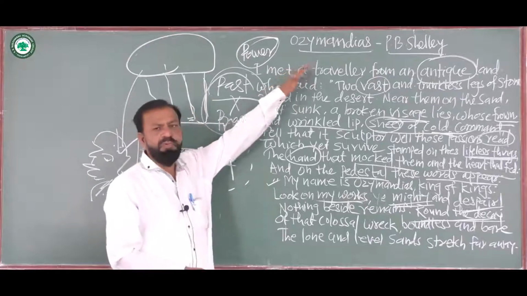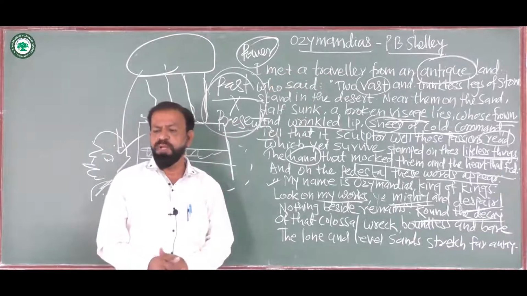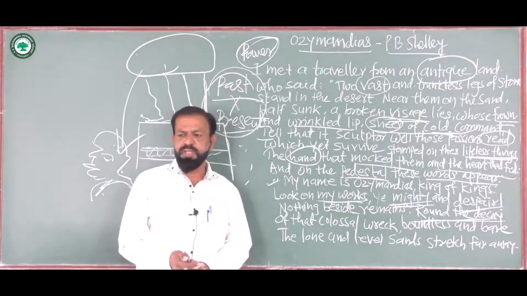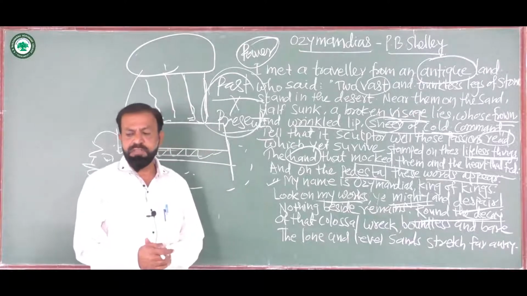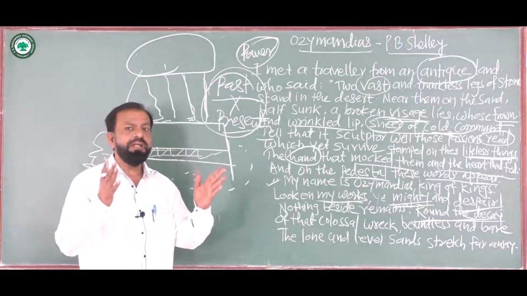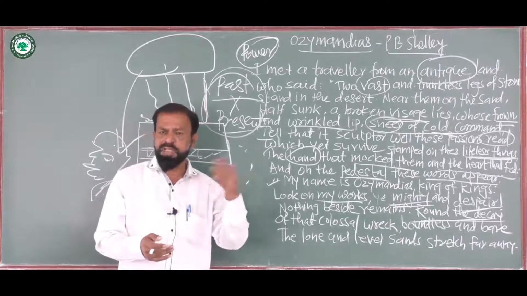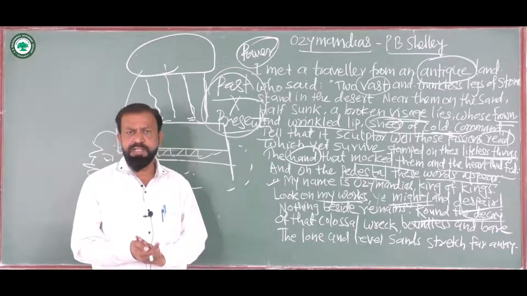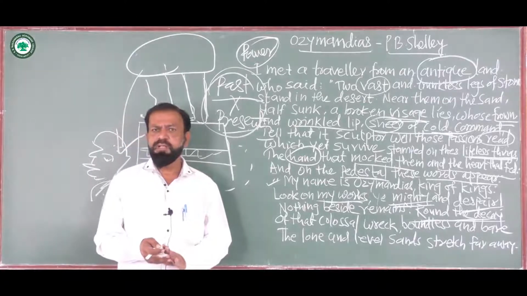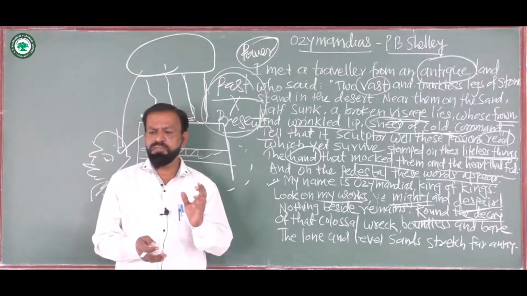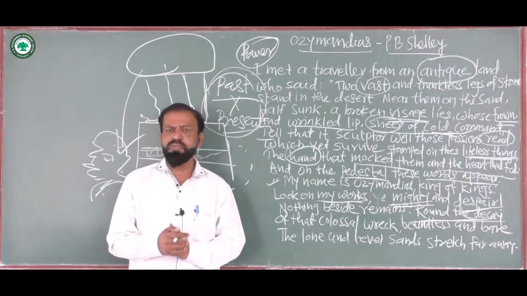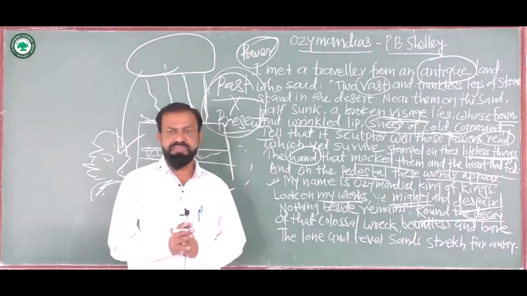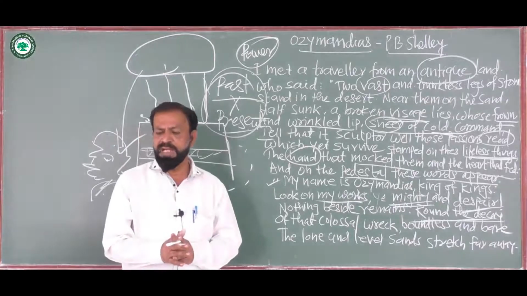So the statue of Ozymandias means the statue of Ramses II, who is known as Ozymandias. Metaphorically, it represents power, legacy and command. Actually, when we see the history of Ramses II, it is said that he lived from 1279 to 1213 BC, and he died at the age of 96.